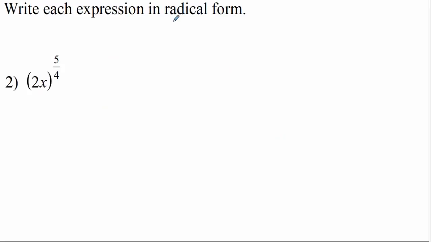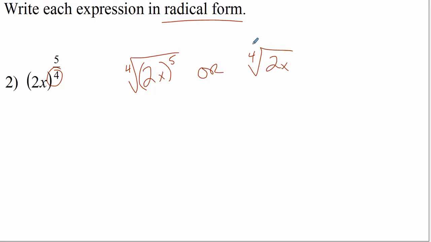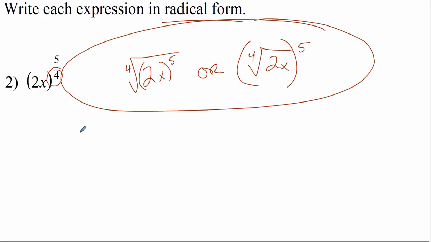Alright, so again, I want to write this in radical form. This is not in radical form. When I want to express something in radical form, that means my answer is going to contain radicals, or roots. Now, denominator is index, 4. 2x, all of it raised to the 5th power, or the 4th root of 2x and all of that raised to the 5th power. They're both sufficient. Okay, you cannot have no parentheses. You have to have them somewhere. So if you have them here, then there you go, or you can have them all around it and put that up there as well. Either or is fine.